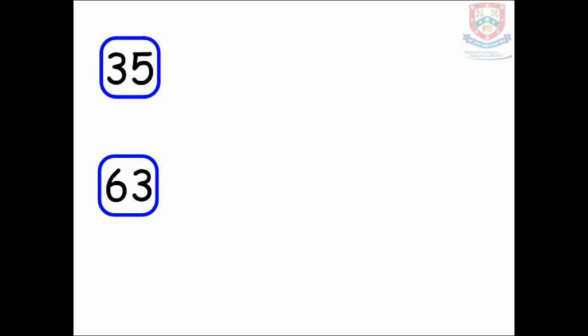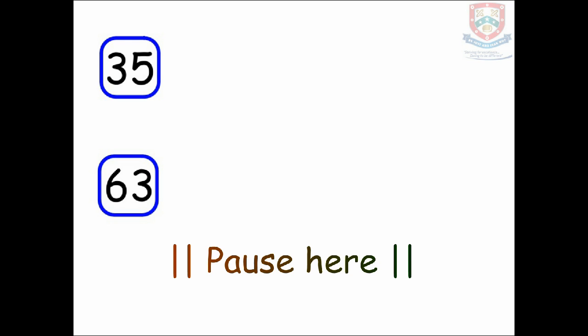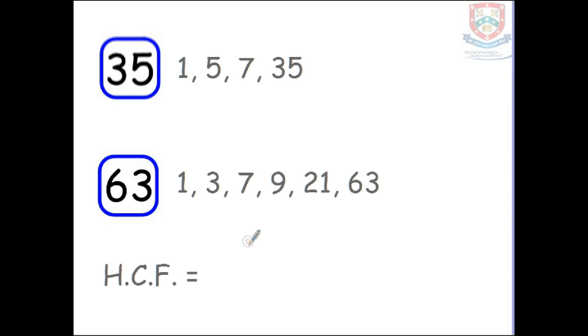Yep, you guessed it, your turn again. Have a go at this one. What is the highest common factor of 35 and 63? Be careful on this one, it's a little tricky. Did you manage to find them all? This one's quite difficult because you had to make sure that you found the partner to 3, which is 21. A lot of people will miss that.